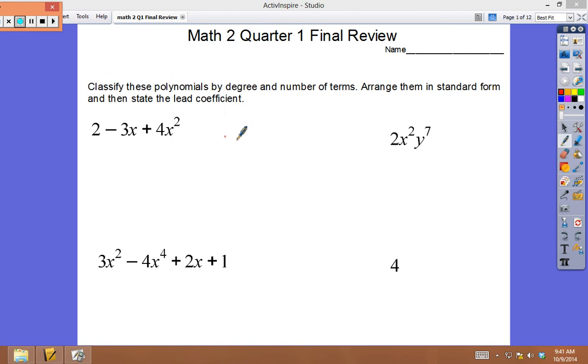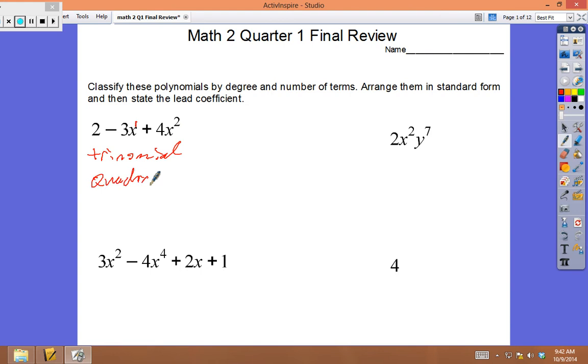Okay, polynomials. To classify polynomials, you have to do it by degree and by number of terms. So this first one, the number of terms are separated by plus signs or minus signs. So there's 3 terms, so that's a trinomial. And then the degree is the exponent, and the exponent is a 1 here and a 2 here, and you look at the biggest and it's a 2, so the degree is going to be a quadratic.